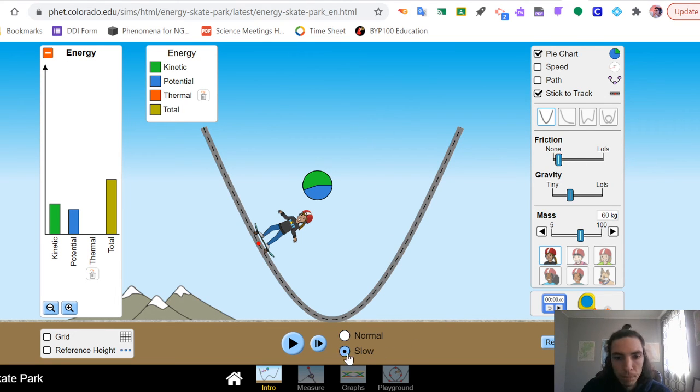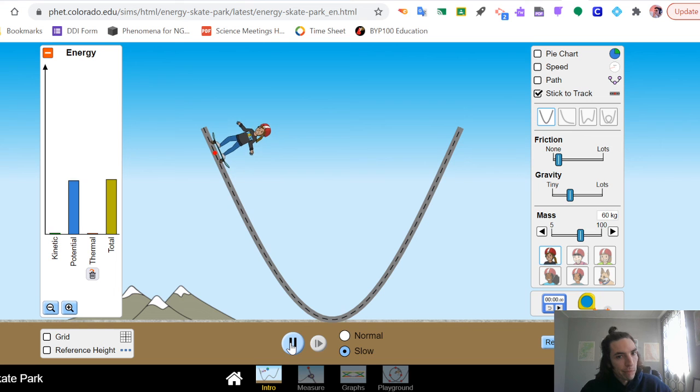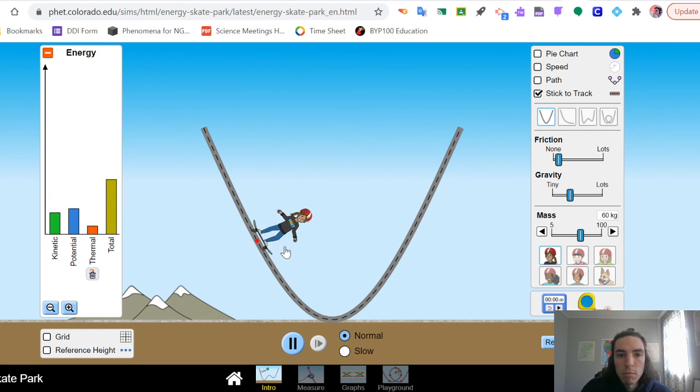Now, one last comment on this is that if we introduce a little bit of friction into this system and we let this play, if we only were paying attention to our kinetic and potential energy, it might look like this system is losing energy. Because if I let this play on normal speed, you'll notice this skateboarder is going less and less high up this ramp each time. And if we were just watching this and we didn't have these energy graphs over here, it might look like they were losing energy in this system. But in reality, energy was being transformed into this different form of energy.